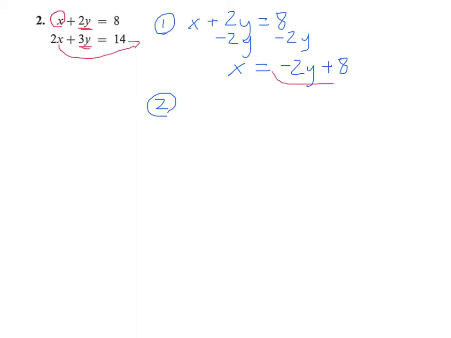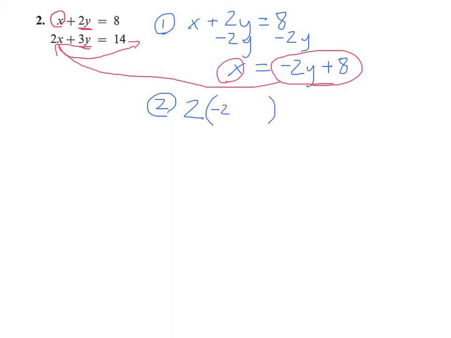So I'm going to take this negative 2y plus 8 and put it in for x because it's equal to x. Okay, so let's put it in to the other formula for x here. All right, so we've got 2 times, and instead of x, we do these parentheses, and it's negative 2y plus 8. Okay, and then we finish writing the equation. Plus 3y equals 14. All right, so distributing, we get negative 4y plus 16 plus 3y equals 14.